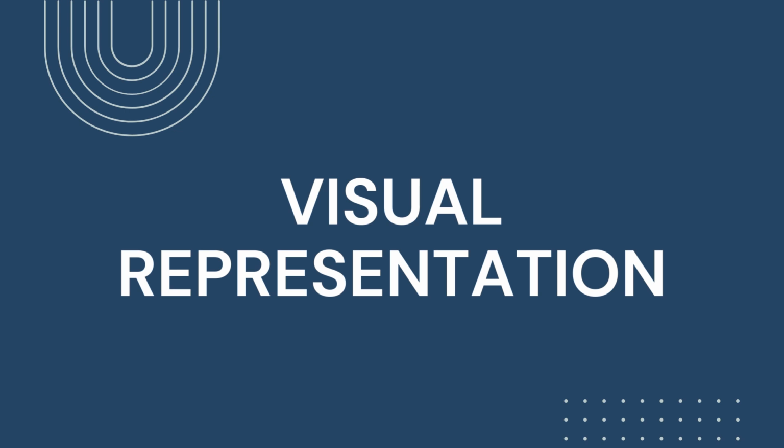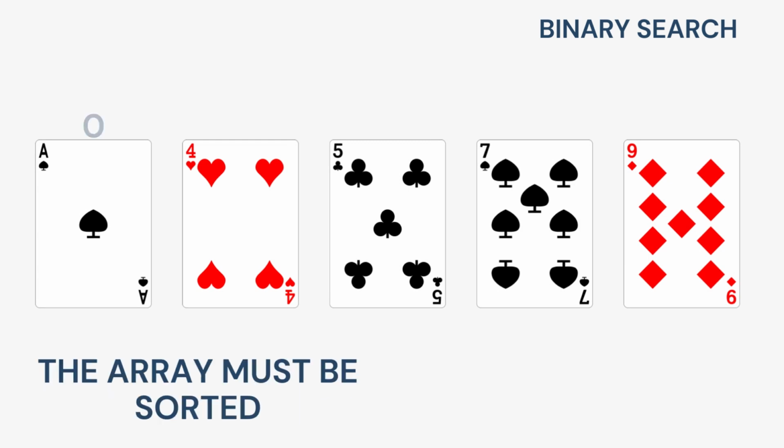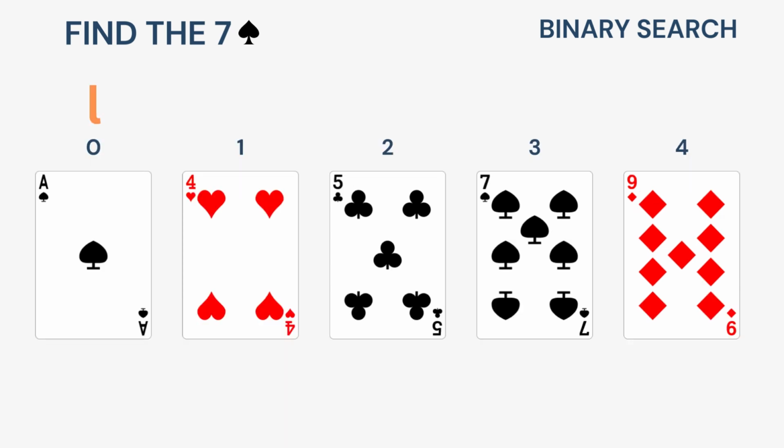Let's look at an example. We will be using an array of playing cards. A precondition for binary search is that the array must be sorted from smallest to largest. Let's find the 7 of spades in the array. We'll start by putting L, or left, at the beginning of the array, and we put R, or right, at the end of the array.